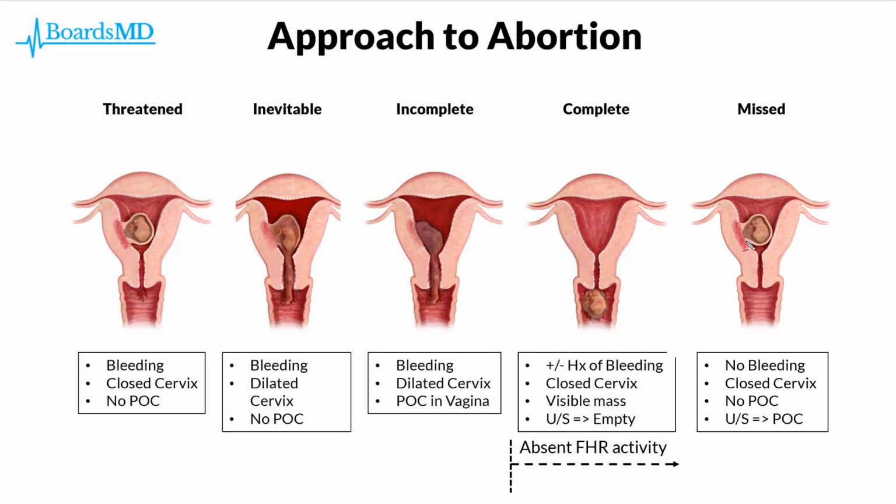It is also important to keep in mind that once we reach the point of a complete or a missed abortion, there will be an absence of fetal heart rate activity, as at that point we have essentially reached the point of no return, where there is really no chance of survival of the fetus. If you simply keep in mind the three key features of vaginal bleeding, cervical dilation, and products of conception in the vaginal canal, then you will be well on your way to diagnosing and differentiating the various subtypes of spontaneous abortion. This is BoardsMD, and this is spontaneous abortion.